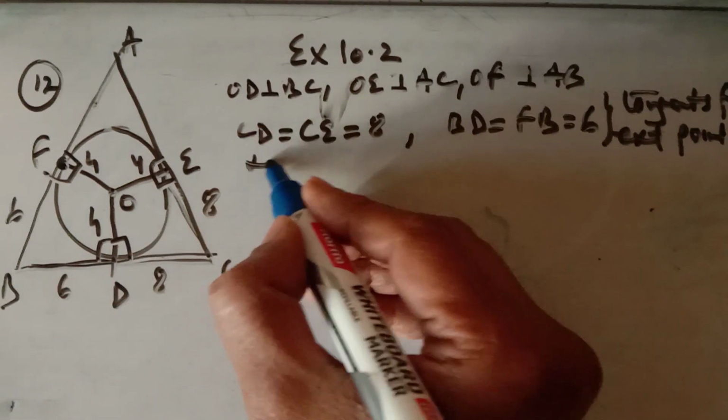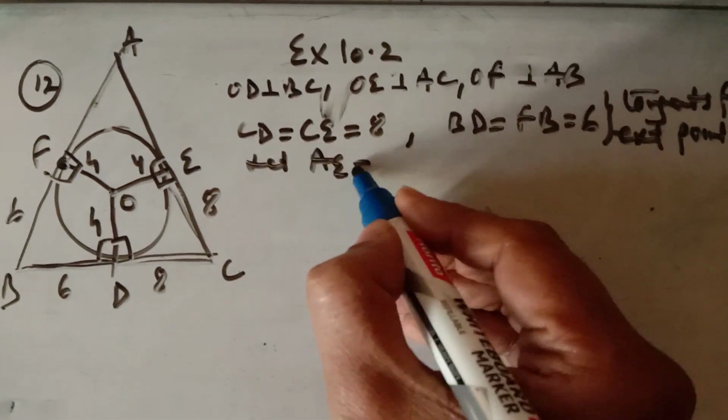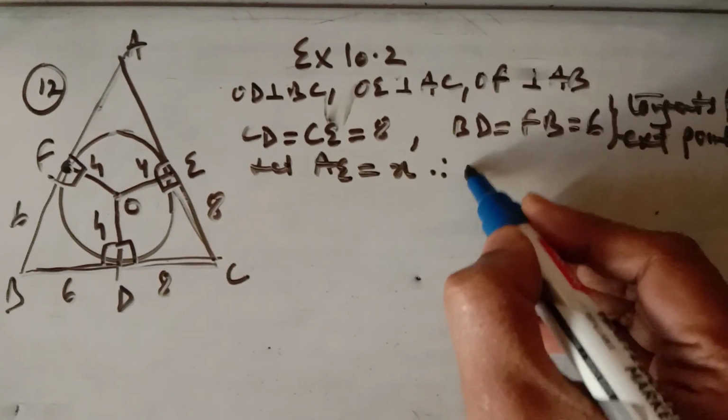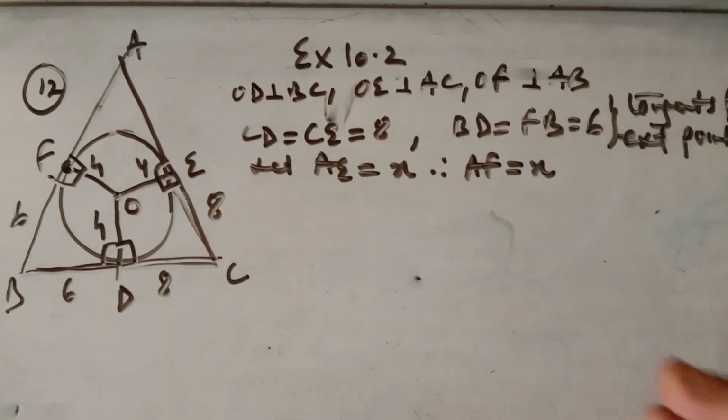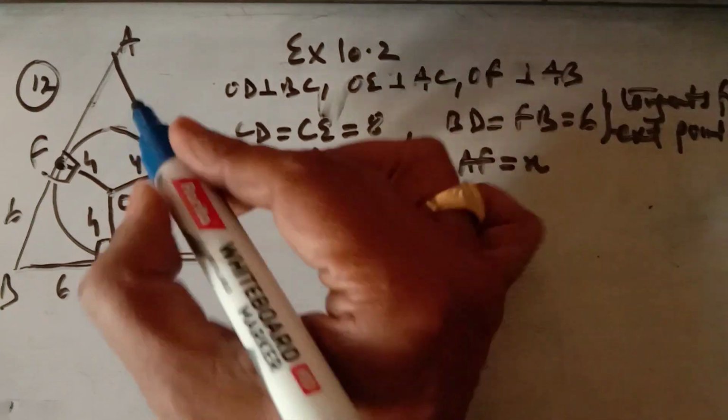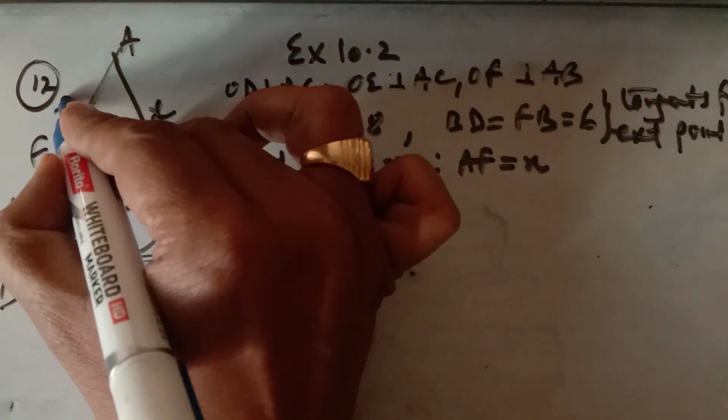Now let AE be equal to x. So therefore AF will also be equal to x, again for the same reason: the lengths of tangents from an external point to a circle are equal.